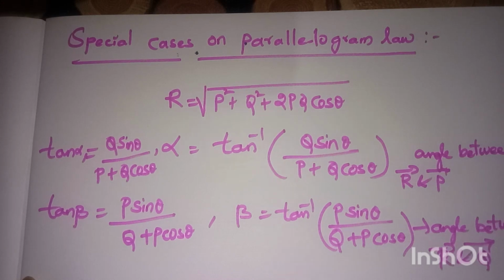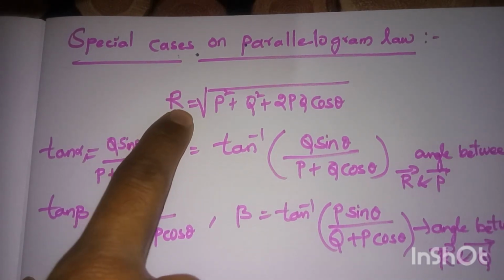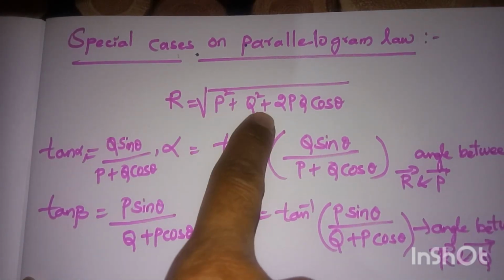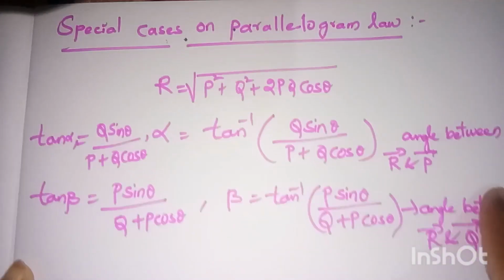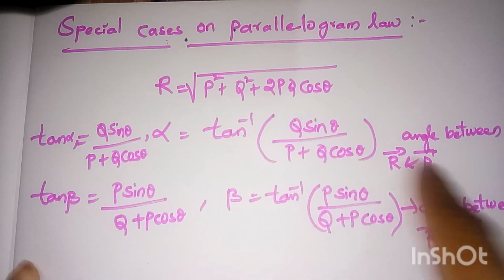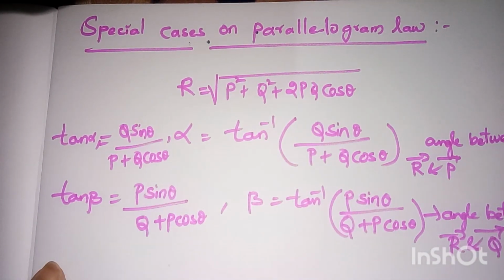Today we are going to discuss some special cases on parallelogram law. We have discussed in the previous class what the parallelogram law is and how we can calculate the magnitude and direction of the resultant. We got the magnitude of the resultant as R equals under root P square plus Q square plus 2PQ cos theta, and the angle made between the resultant and the first vector, that is tan alpha equals Q sin theta by P plus Q cos theta.